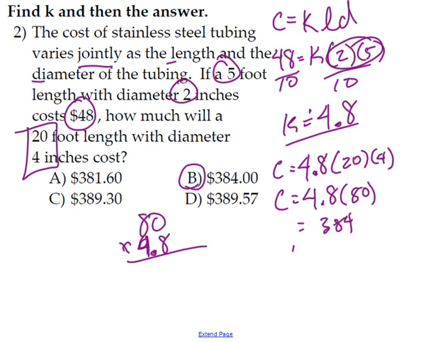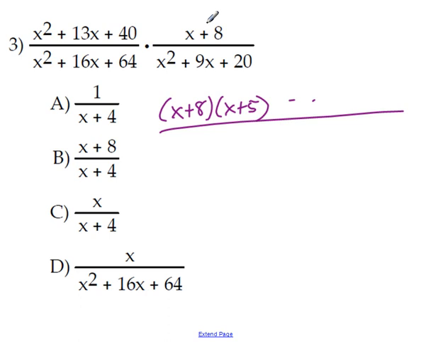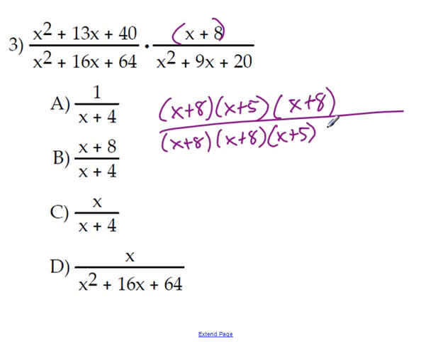So there you go. Alright, this guy, we need to do some factoring. So I'm just going to take it part by part. Multiplies to 40, adds up to 13. Seems like x plus 8 and x plus 5. Just working on my top. This guy is just going to stay there. On our bottom here, multiplying to 64 and adding up to 16 is going to be 8 and 8, so x plus 8, x plus 8. And then multiplying to 20, adding up to 9, sounds like x plus 5 and x plus 4.